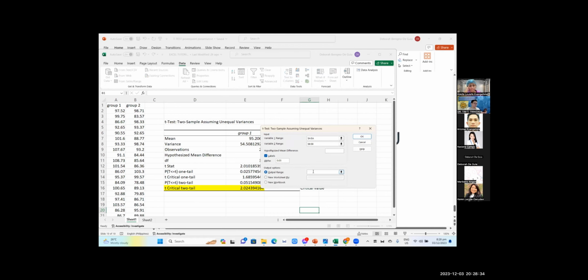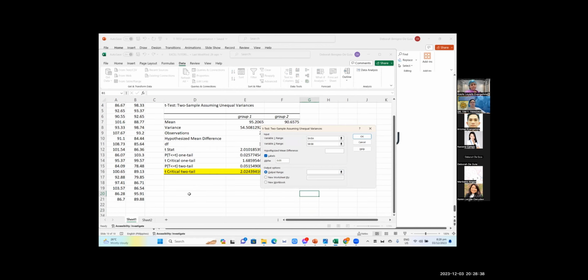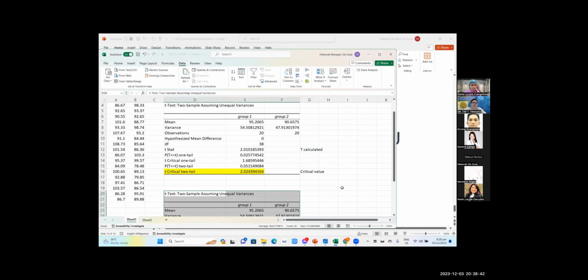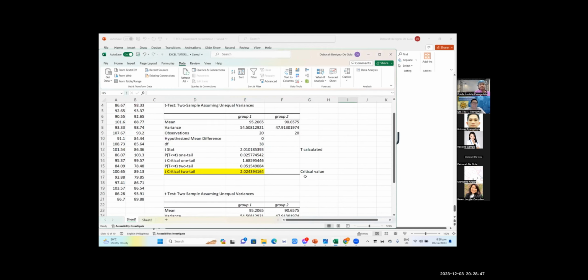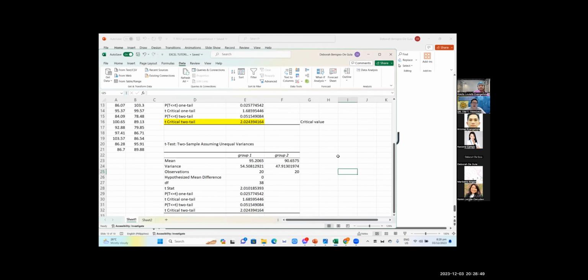We click this, and then we just click on a cell para po lumabas yung result niya. So ito na po yung result niya ulit. So ganun lang po siya kapag Excel. Mas mabilis po.